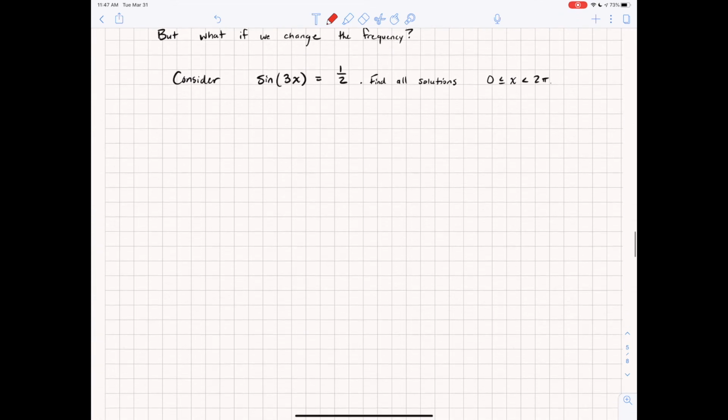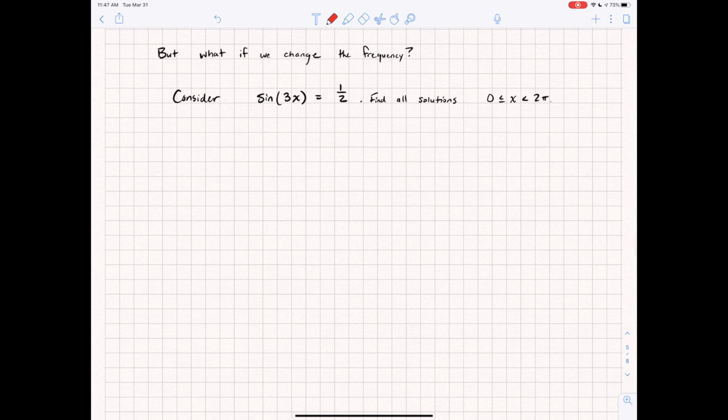I want to look at a situation where the frequency is no longer just 1. What if the frequency was, say, 3? For this, I want to find all solutions specifically in between 0 and 2 pi, because if I wanted to find everything, it would be a ton of work. So for the scope of the class right now, we're only going to focus on the general circle of 0 to 2 pi. But unlike before, where we only had 2 answers, here there's going to be more than that. The number of answers depends on my frequency.